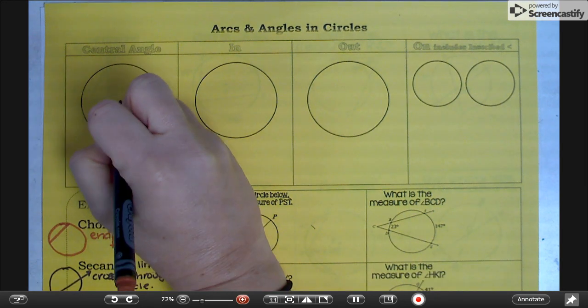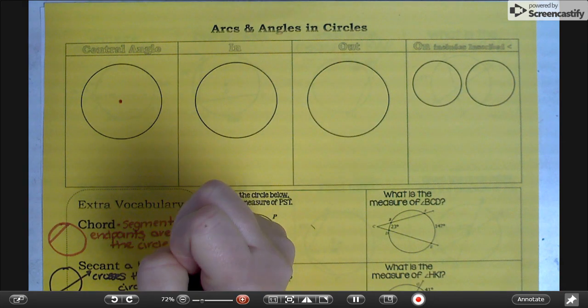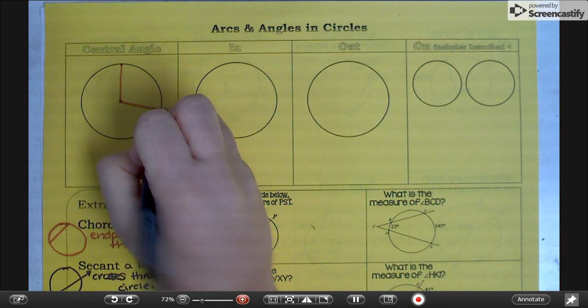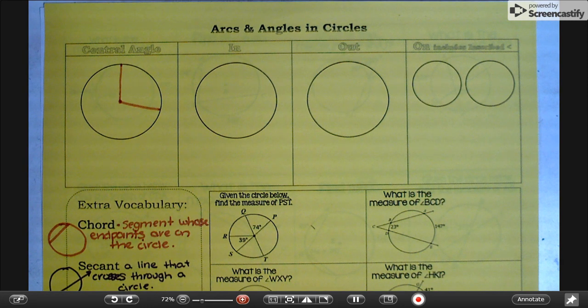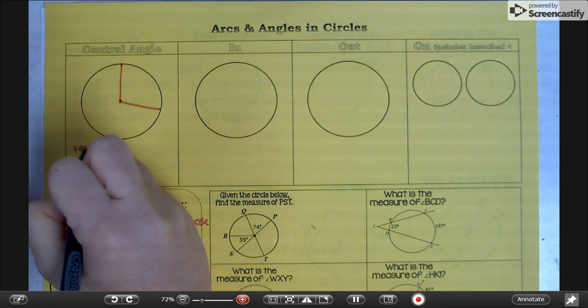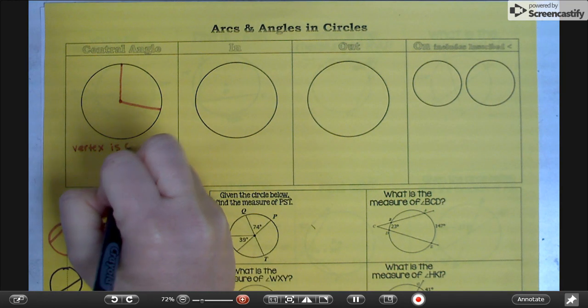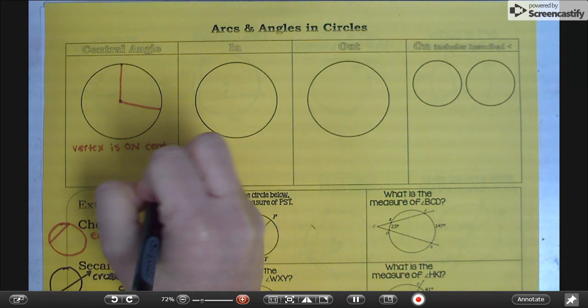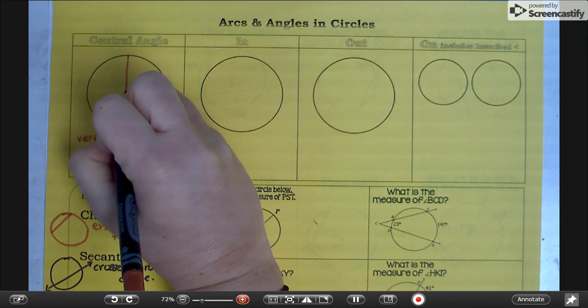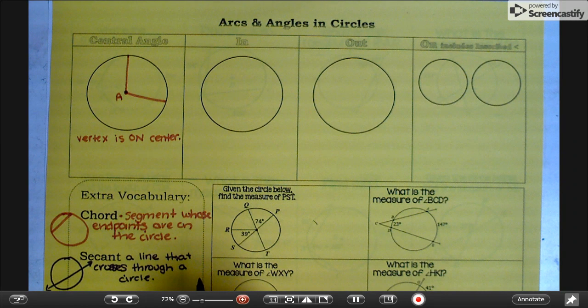Central angles we've already talked about. You have the center of the circle, and a central angle has its vertex on the center. So something like that, like you're cutting a pie or something like that, a central angle. What makes it a central angle is the vertex is on the center. Sometimes angles will look like central angles, but unless you know it's the center, you cannot consider it a central angle. So this could be named circle A, and that's the center of the circle.